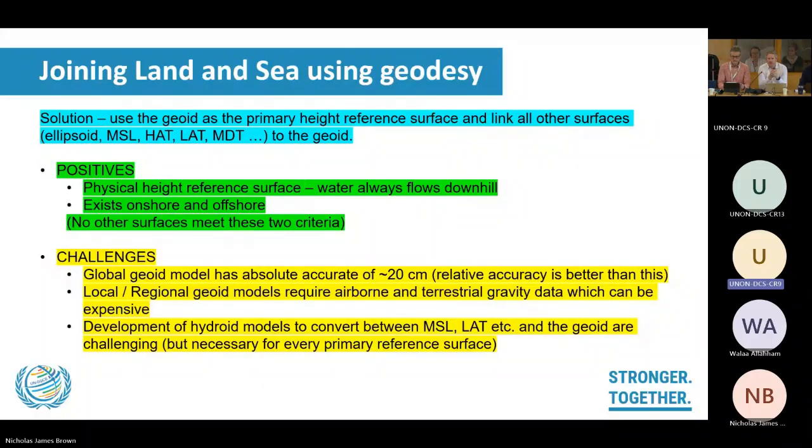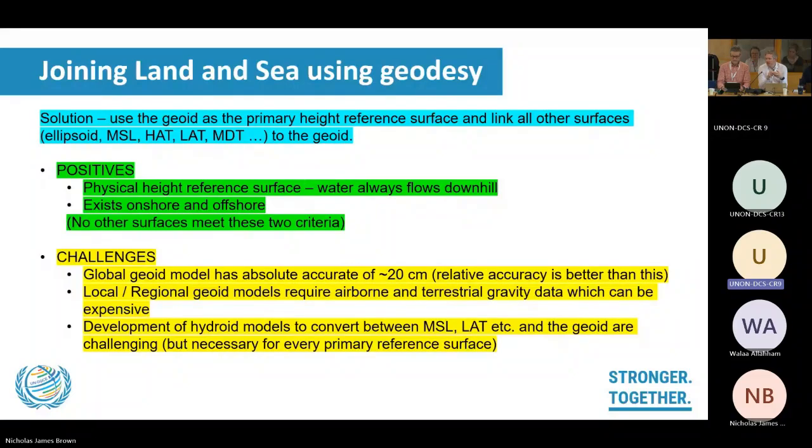So this is a summary that I put together that looks at the problems and the potential solutions associated with joining land and sea data. And as you know about me now, I like to try and tell you the answer at the front. Don't save the answer for the end, put the answer at the front. And the answer is to make sure that we're using a geoid model.